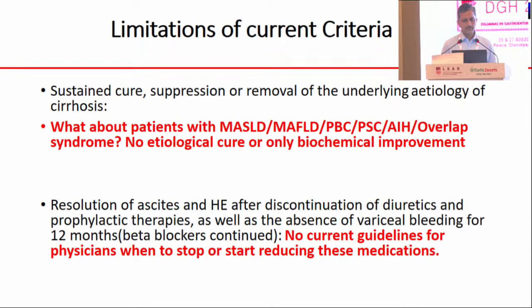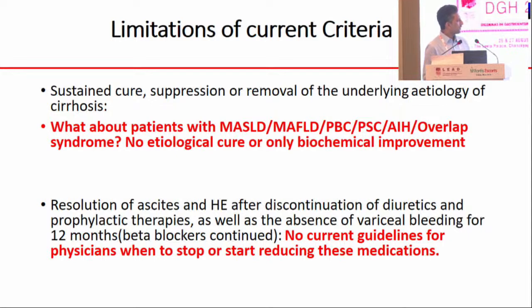I will just enumerate them. What are the limitations of the current criteria? When we say sustained cure, suppression and removal, what about patients who have MAFLD or autoimmune, overlap, PBC, PSC, because we do not have a definite cure for this type of patients? So probably these patients can never be recompensated according to the definition, but this is not so.